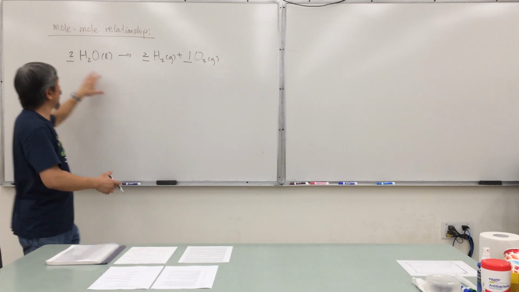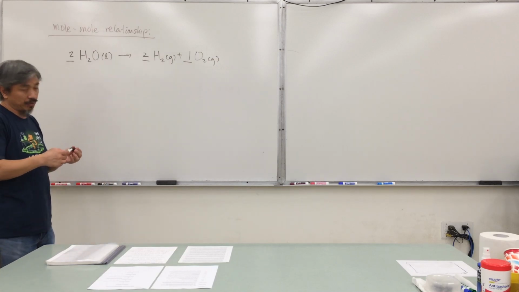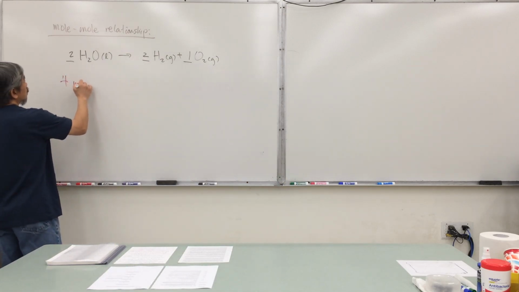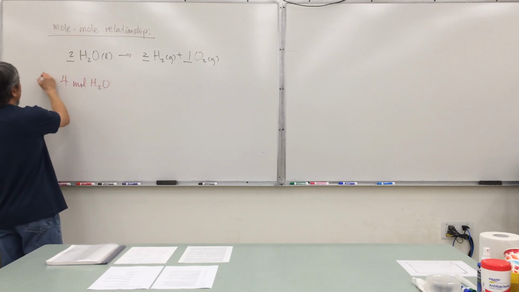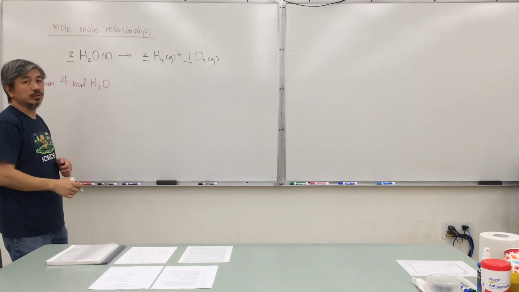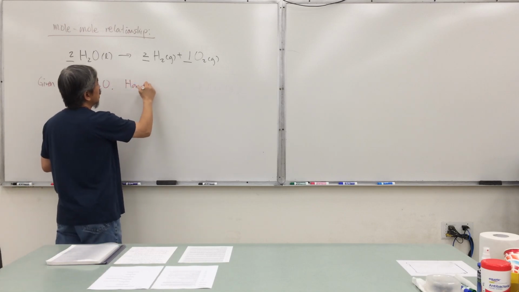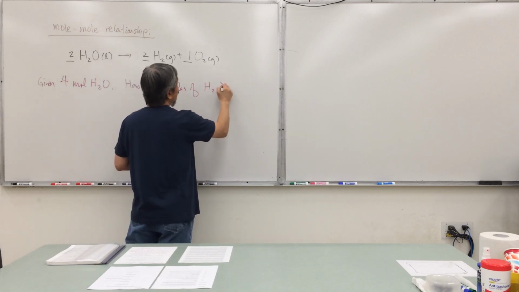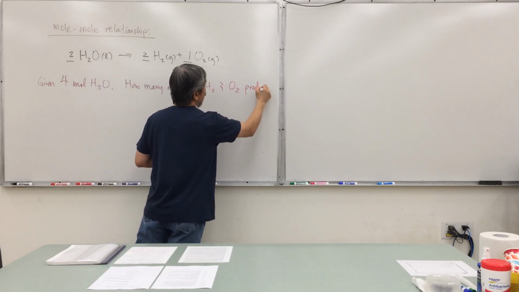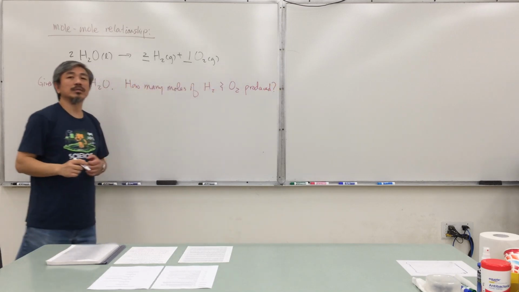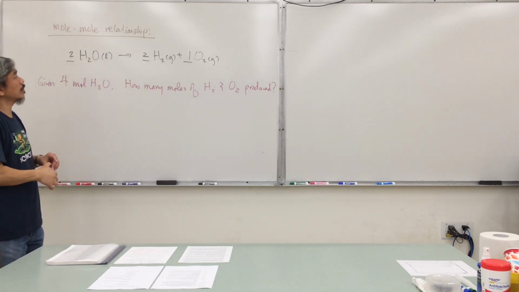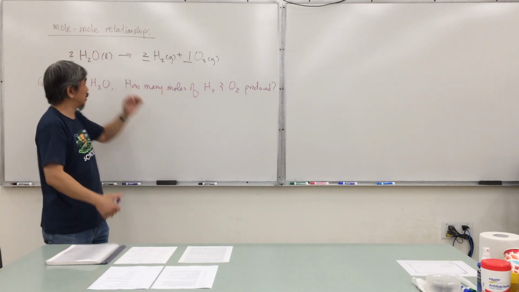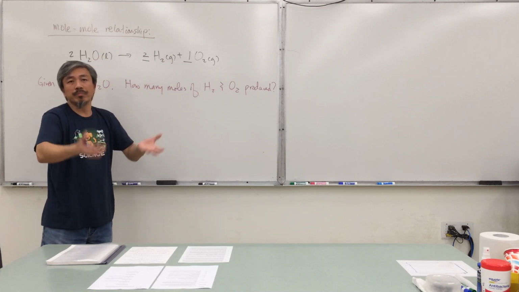But what if I don't have 2 moles of water? What if I have a different amount? So what if, for example, I start off with 4 moles of H2O? Okay, so if I'm given 4 moles of H2O, the question may be, how many moles of H2 and O2 will I produce? How would I find something like that? Well, I could do the following. I could say, well, what if I multiply this balanced equation by some factor, the same factor all the way through, so that it remains balanced?